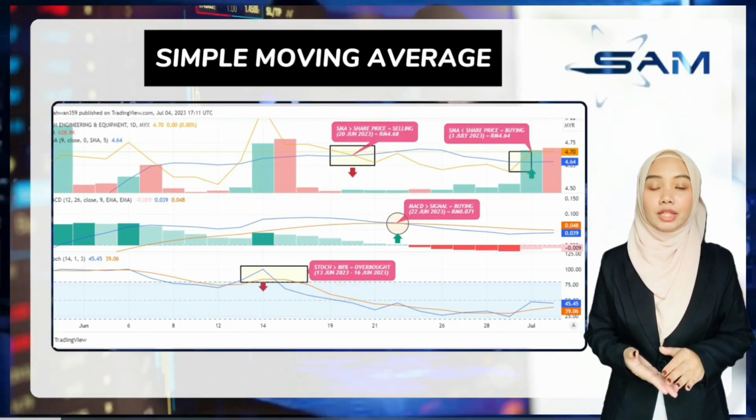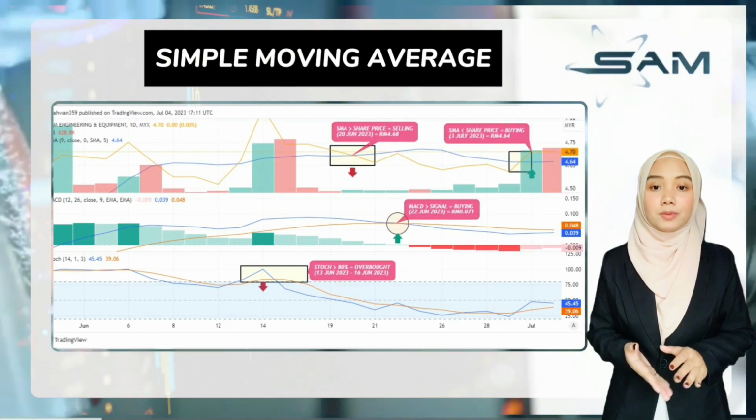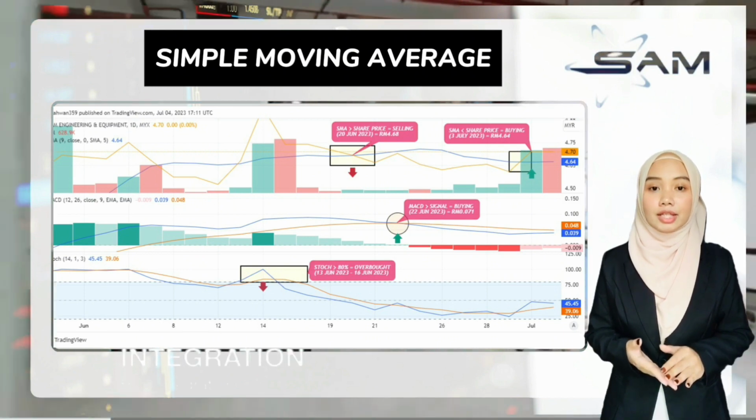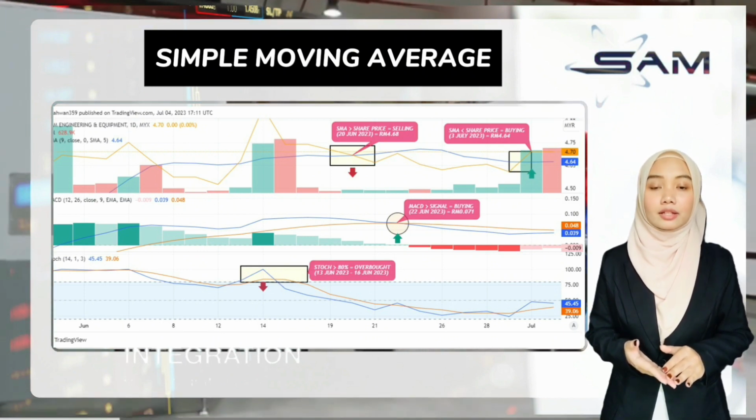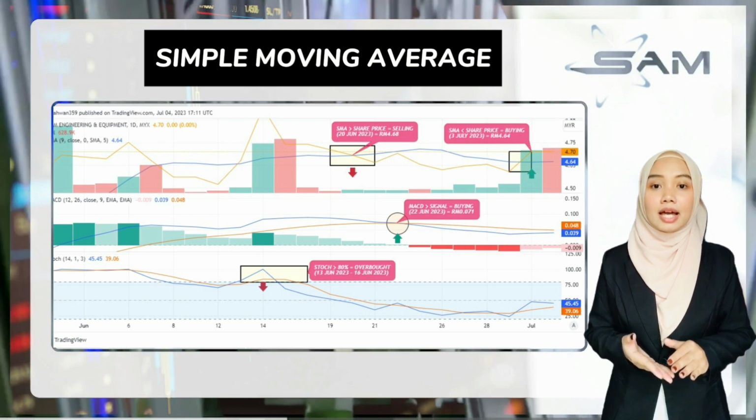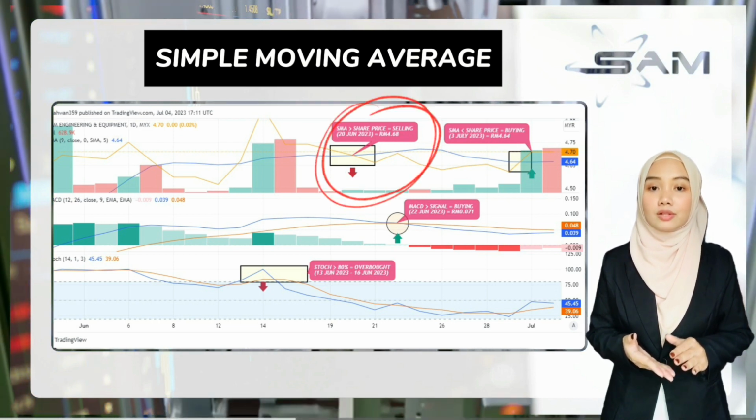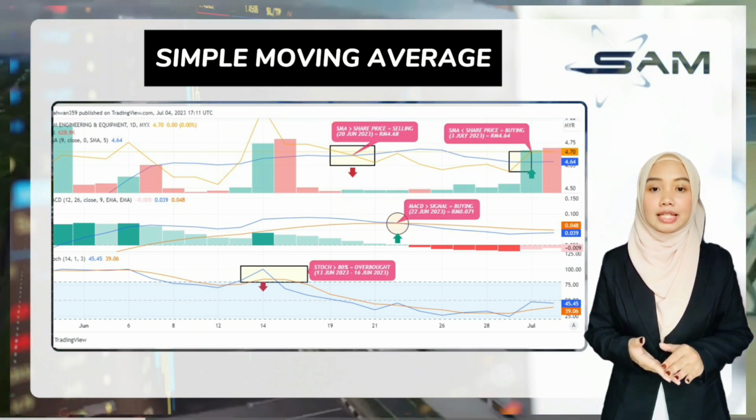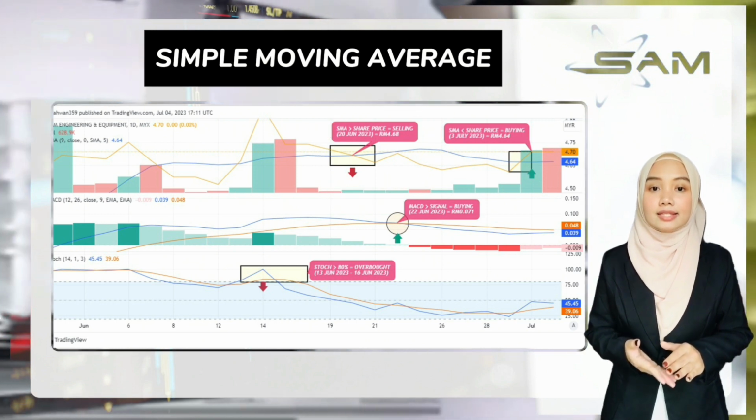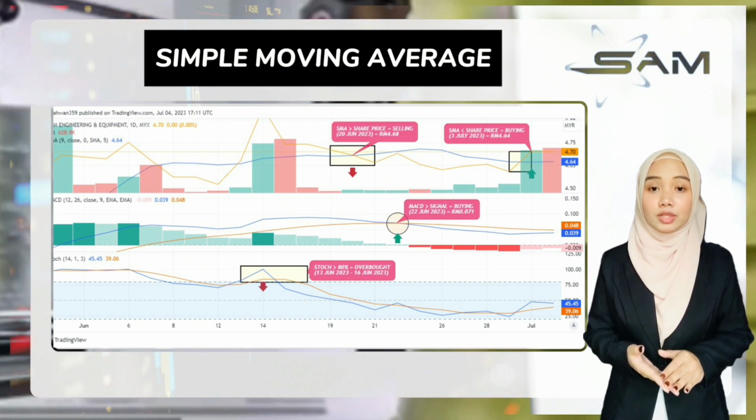Firstly is simple moving average, SMA. We can observe that a selling signal is generated when the MA20 line crosses over the share price line, as shown on 20 June 2023 at price 4 ringgit 68. This suggests that the trend is moving in a downward direction.